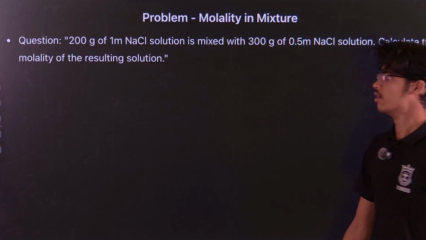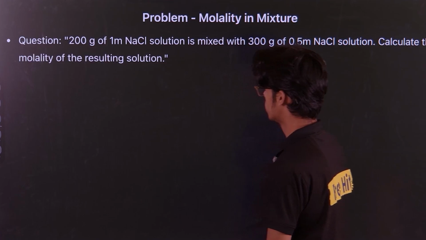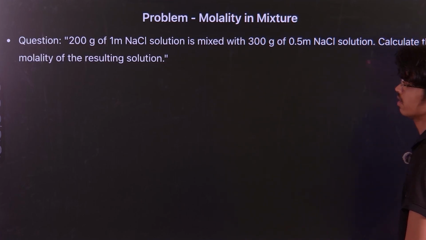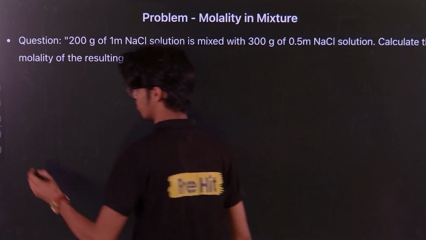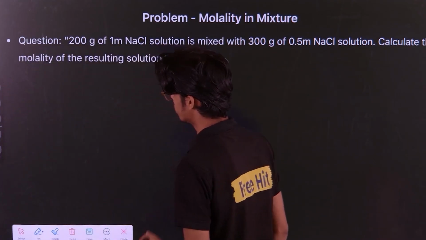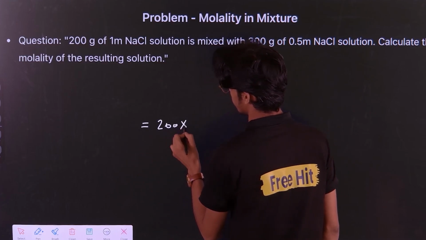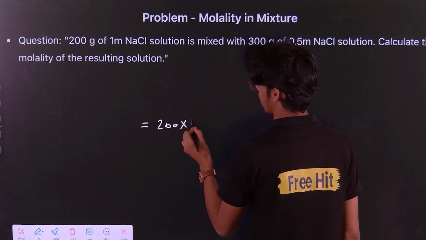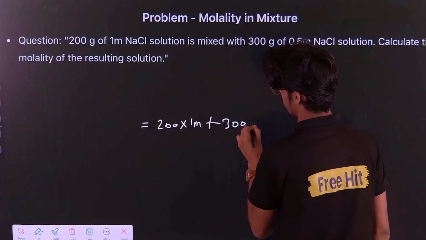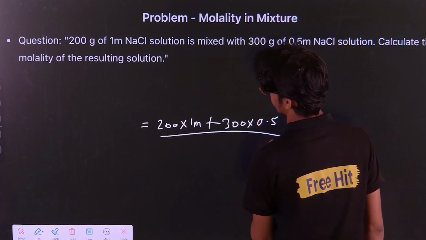We have a problem here. 200 gram of 1 molal NaCl solution is mixed with 300 gram of 0.5 molal NaCl solution. Calculate the molality of the resulting mixture. Let's calculate it. Try to pause the video and do it yourself. It's very easy. You can do it. So 200 gram, W1 into M1 plus W2 into M2, upon W1 plus W2.